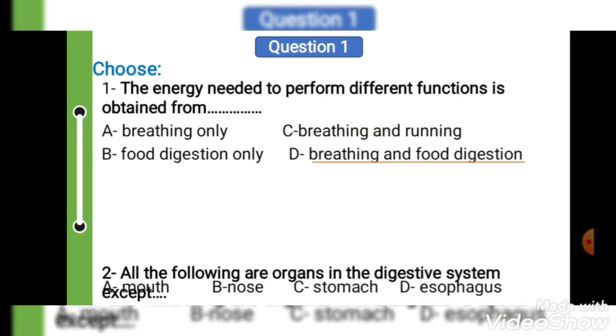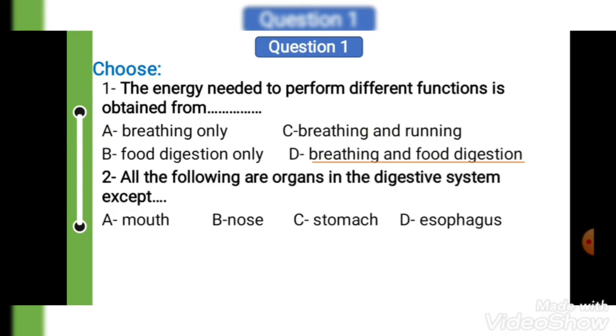Question number 2. All the following are organs in the digestive system except. I want to find the organ that's not, except يعني that's not in the digestive system. Is it mouth ولا nose ولا stomach ولا esophagus؟ نفكر ال digestive system ده ليه علاقة بالأكل. مين هنا ملوش علاقة بالأكل؟ النوز.